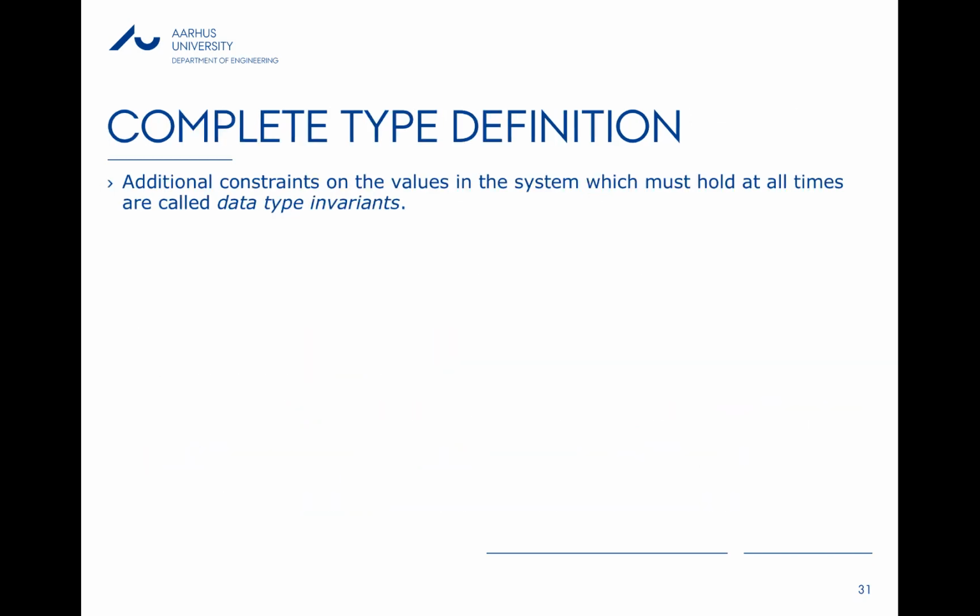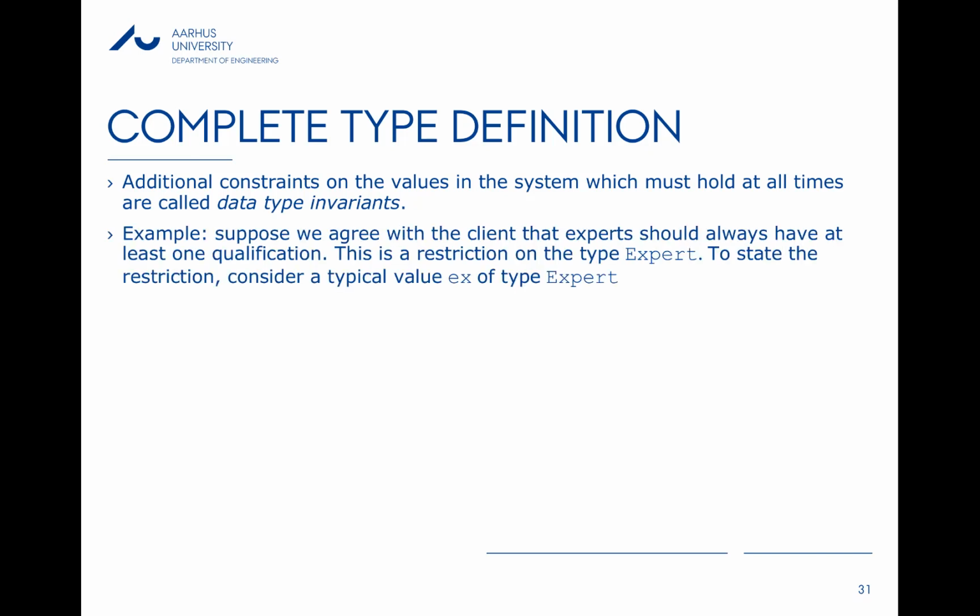So then the recommendation was we should try to complete our type definition, so adding potential data type invariants. For example, suppose we agree that the expert should always have at least one qualification. This is a restriction on the expert type. To state this, we would do it like this. We would say the expert qualification should be different from an empty set.